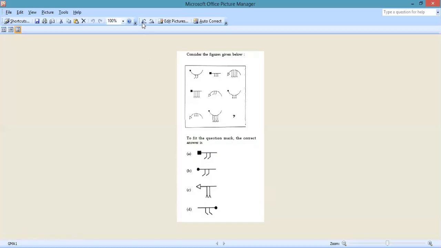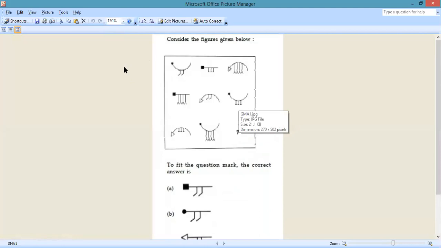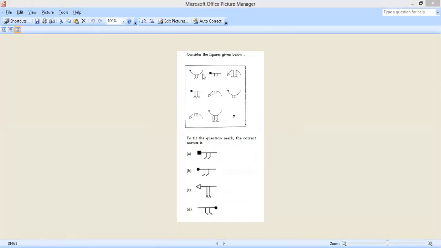Okay, first answer this question, a logical question. Is the question visible? Yes, sir. Consider the figures given below. 1, 2, 3. 3 rows are there. Each row contains 3 pictures. You just take any one logic. What should be the picture in the question mark? Options A, B, C, D are also given. To fit the question mark, the correct answer may be B, C, D, A.